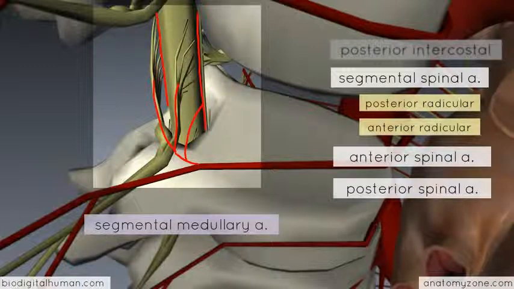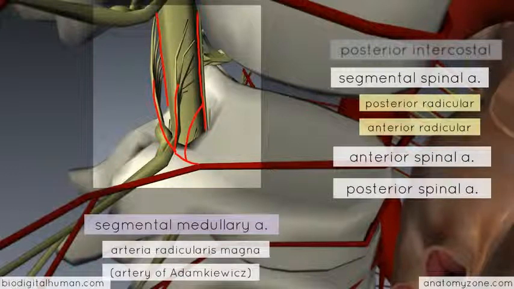So also of note is that the largest segmental medullary artery is known as the arteria radicularis magna, which essentially is a descriptive Latin term for what I just said, so it just means the great radicular artery. And this arises in the lower thoracic and upper lumbar regions, and it helps to essentially reinforce the blood supply to the distal parts of the spinal cord. So that's the arterial supply to the spinal cord.